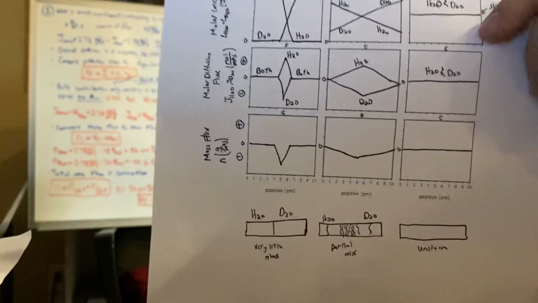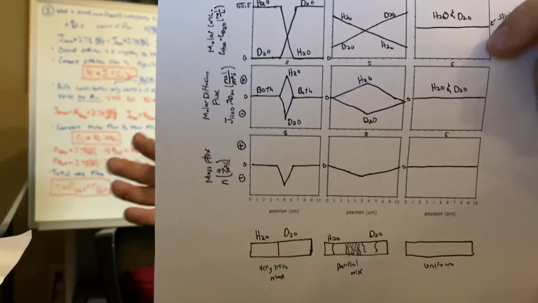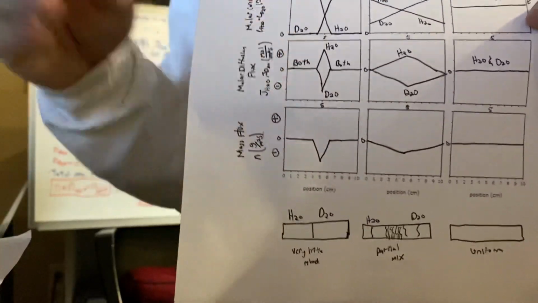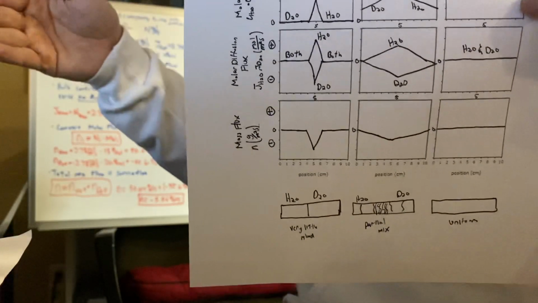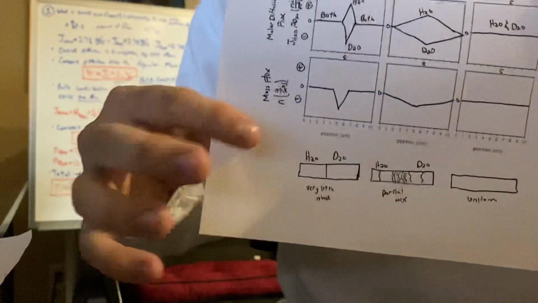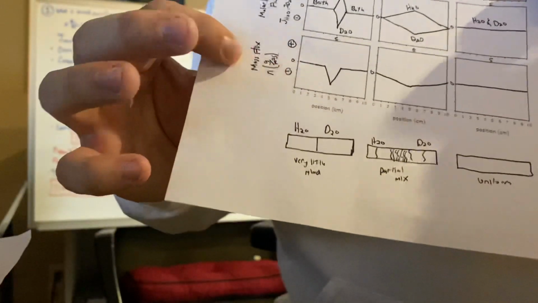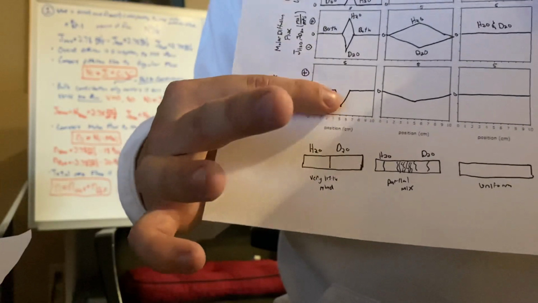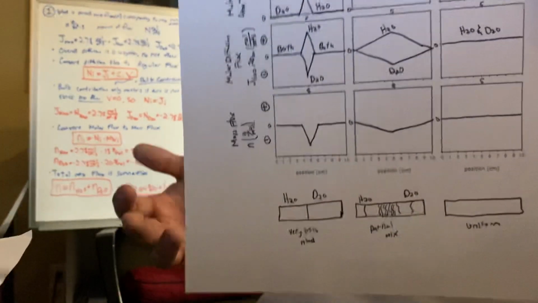This is because in those middle 2 centimeters, around 4 centimeters to 6 centimeters in the capillary, we know that H2O is moving to the right, which is why it's positive, and deuterium is moving to the left, which is why it's negative. We can also look down here at the mass flux, and we see that the only thing here is negative.